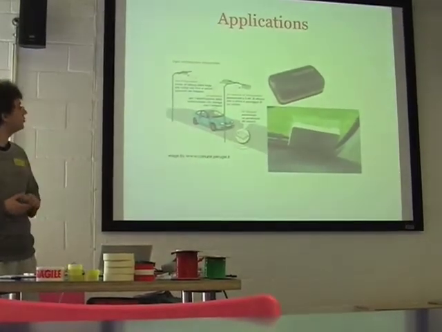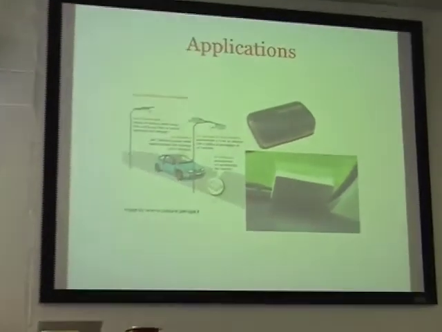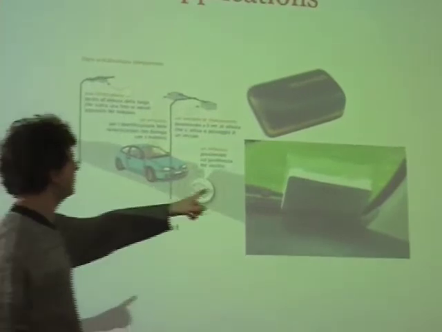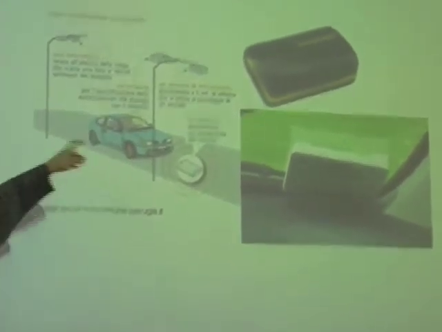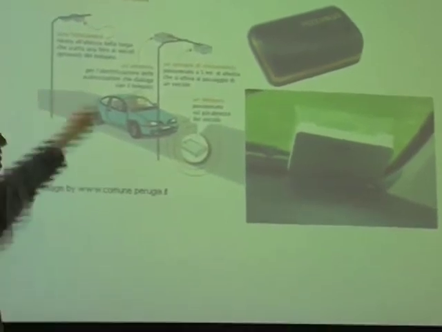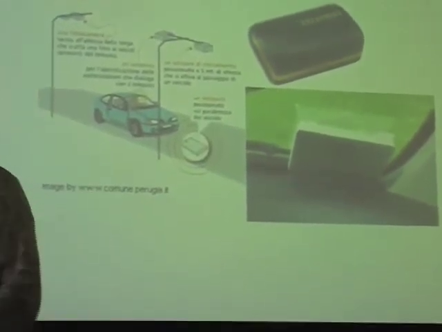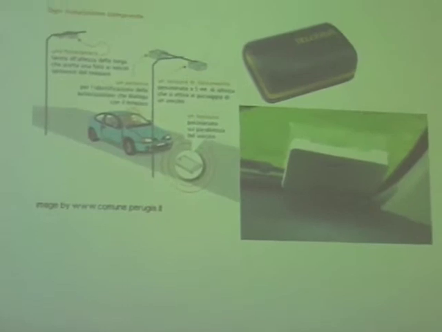This is the road toll application I mentioned. So you have an active tag on the inside of your windscreen, and as you drive along and pass the antennas, it automatically charges toll.